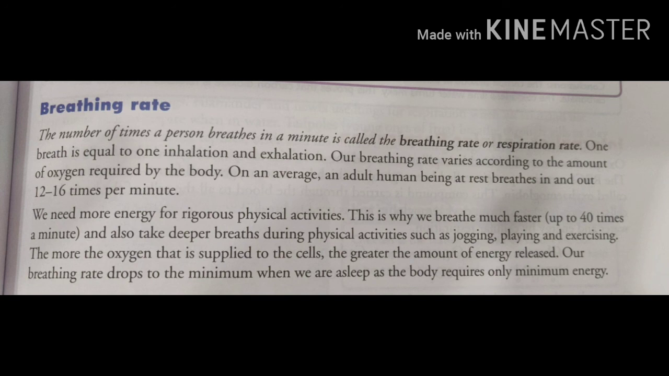Our breathing rate varies according to the amount of oxygen required by the body. When you need a large amount of air, you breathe faster. On an average, an adult human being at rest breathes in and out 12 to 16 times per minute. We need more energy for vigorous physical activities. This is why we breathe much faster, up to 40 times in a minute, and also take deep breaths during physical activities like when you jog, play, run, or exercise.